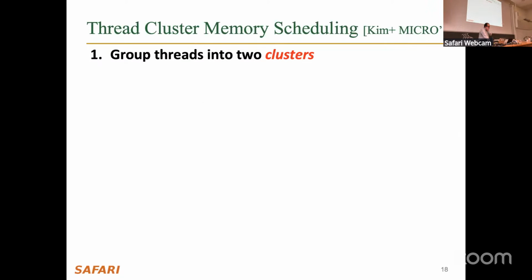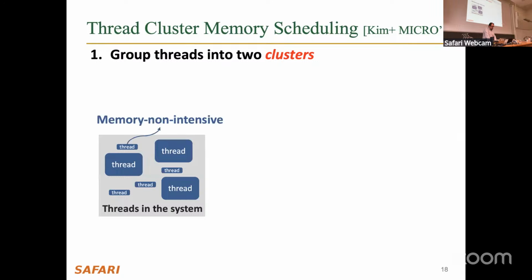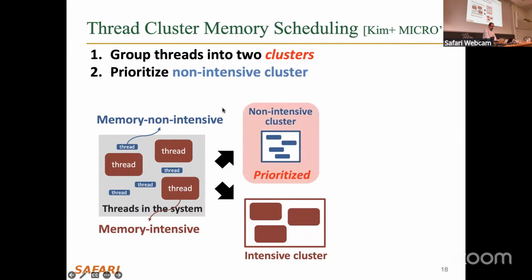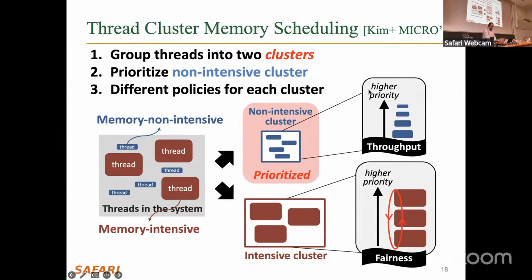Okay, so in this work, we group threads into two clusters. Essentially, memory non-intensive threads are going to be a cluster by themselves, and memory intensive threads are going to be another cluster. And then we always prioritize the non-intensive cluster over the intensive cluster. So then we have high throughput because we are prioritizing the non-intensive cluster, but for fairness, which might be an issue in the intensive cluster, we try to shuffle the thread ranking.